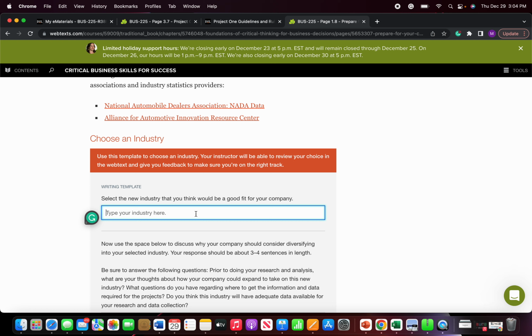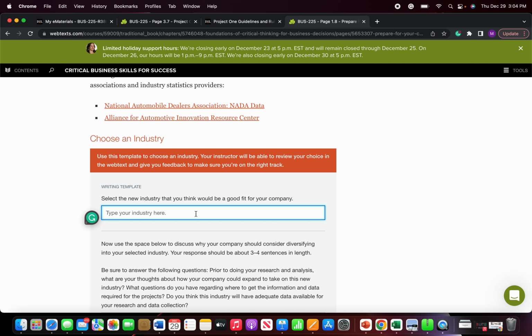So students have been very creative here. I had one student in the last section I taught that picked Disney as their new industry, which was very interesting. She was tying concepts from Disney into what was happening in the automotive industries. It was more of an entertainment type of thing. But you can be creative, or you can pick a very complementary type of industry.